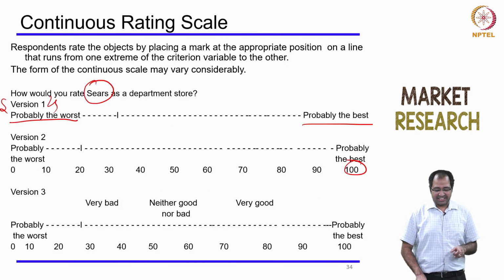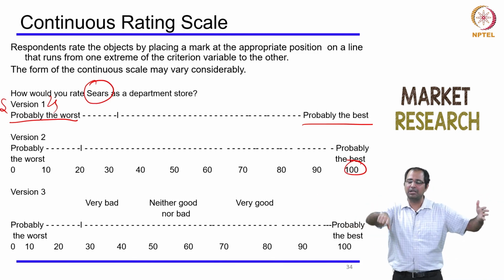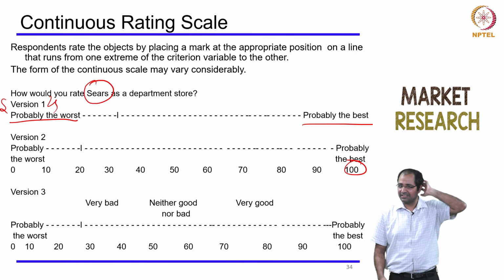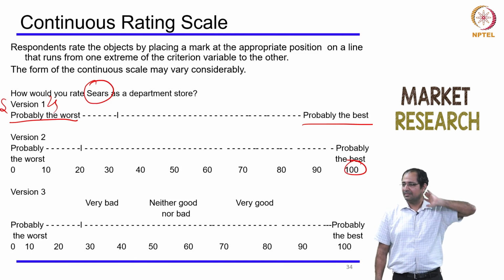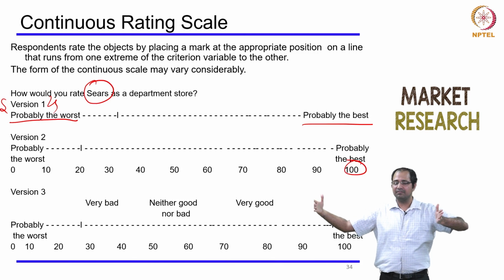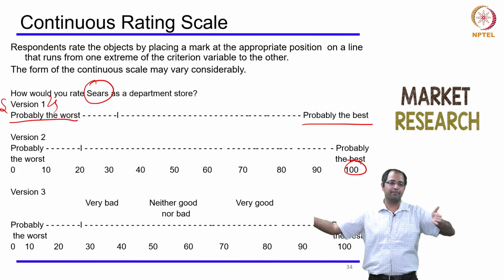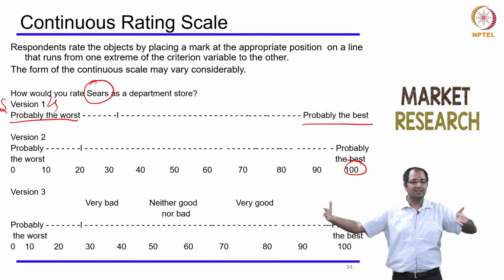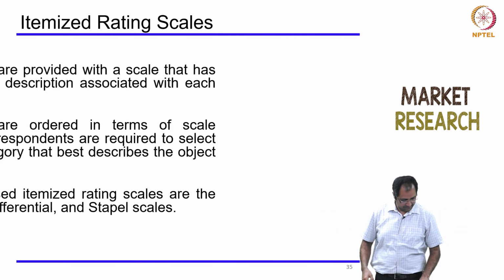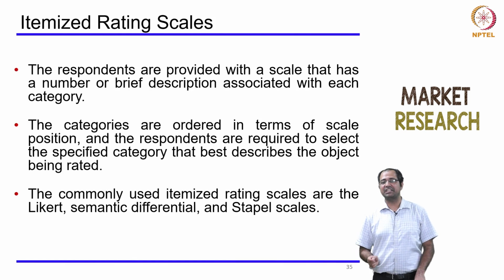Now the first one was the continuous rating scale, where there was a continuum between 1 to 100, so you can mark 60.5 also, 39.5 also, 39.2 also, 0.1 also. Continuum 0 to 100. Non-comparative, one object at a time on a continuum, becomes a continuous rating scale. There is also an itemized rating scale. Here, item is the name for a question or a statement.